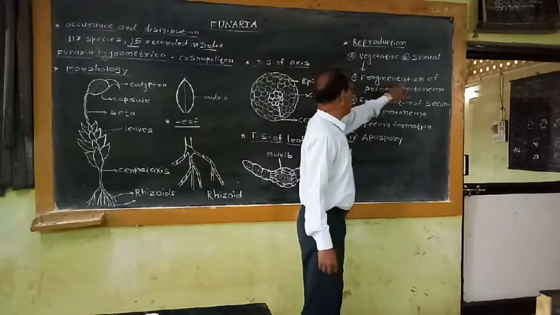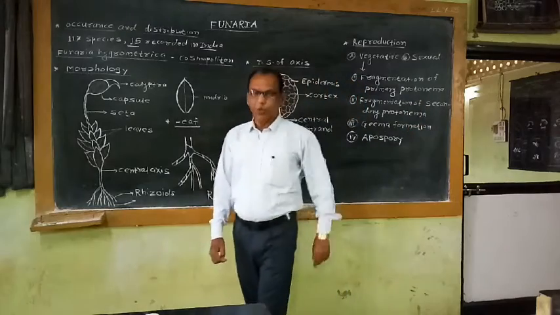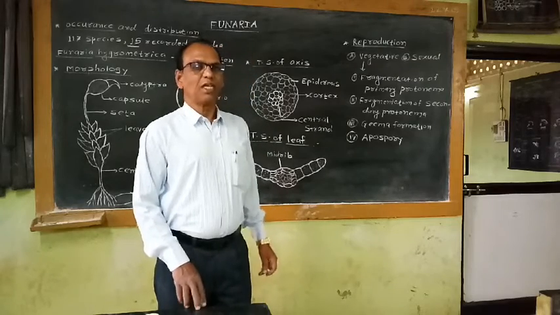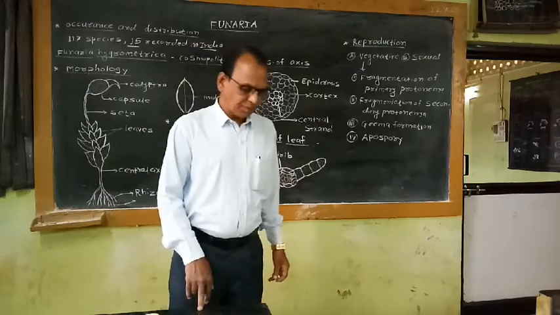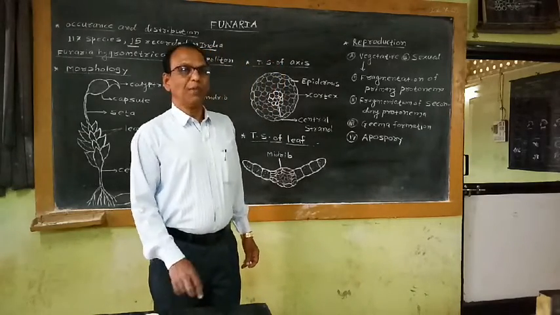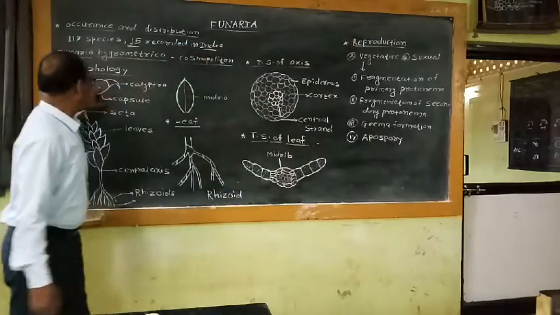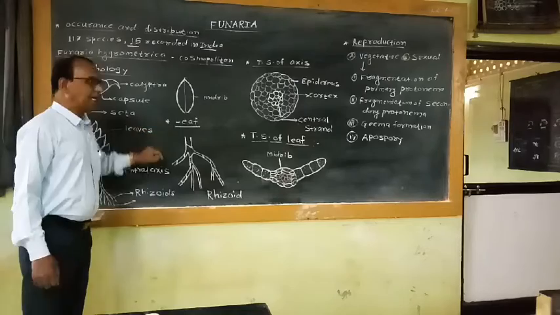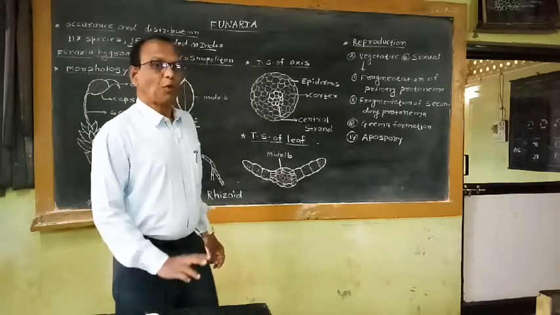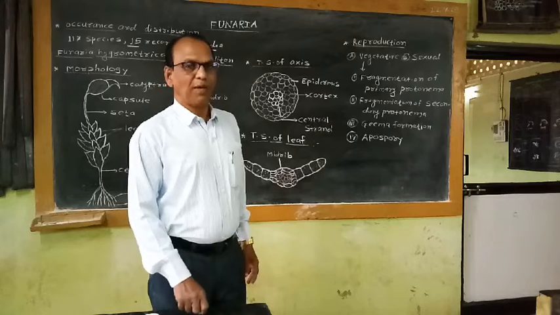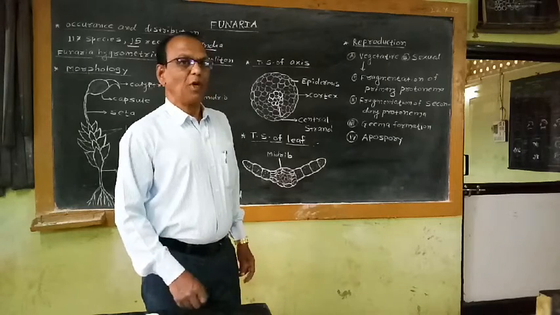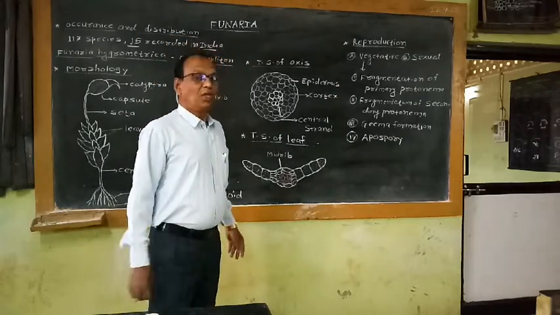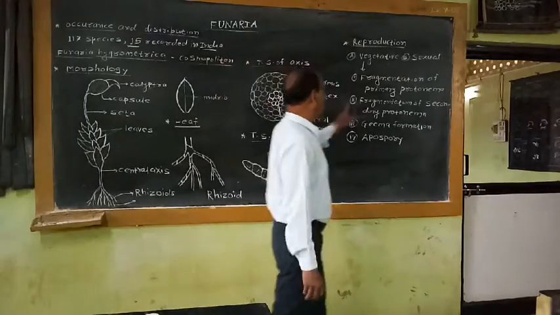So, first method, fragmentation of primary protonema. Protonema is a prostrate structure. It is an extensively branched, prostrate, green colored structure. It is developed after germination of spores. That means in the capsule region of the sporophyte, spores are developed. When spores are liberated, after germination of spores, the prostrate extensively branched structure is developed. It is immature gametophyte. It is the juvenile stage in the life cycle of this plant. This prostrate plant body is commonly known as protonema.